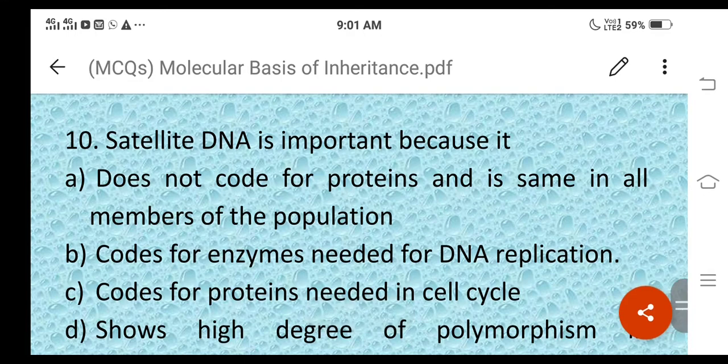Then question number 10. Satellite DNA is important because... The different options are like this: does not code for proteins and is same in all members of the population. This is wrong. Then codes for enzymes needed for DNA replication. This is also wrong. Then codes for proteins needed in cell cycle. This is also wrong. And satellite DNA shows high degree of polymorphism. This is the correct answer. Option D is the correct answer, right?